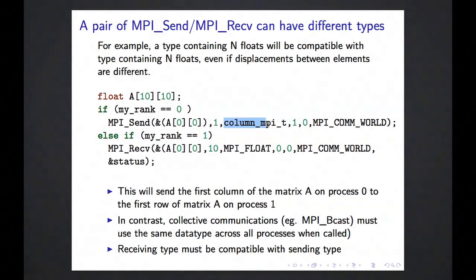Now the important thing is that the types must be compatible. Here this type holds 10 floats, and here this type holds 10 floats, so that when I take the data I'm sending, I have enough space to store it. If this did not have 10 floats but something else, if it was smaller, then I would have overflow and would be writing outside of arrays, and that's clearly a bad thing. So you have to be a little bit careful when doing this. But this is only possible for MPI send and receive. With collective communication it would just not be possible. If you call MPI bcast, it has to have the same data type across all the processes.